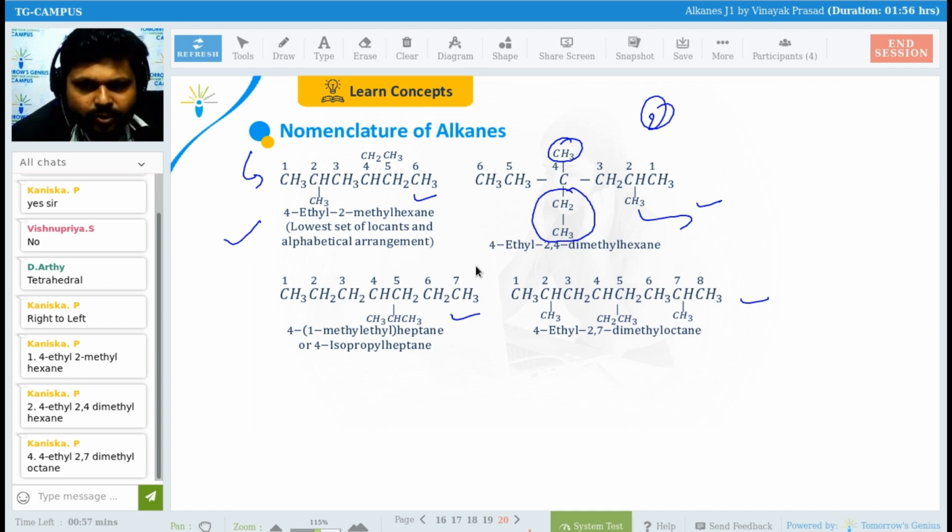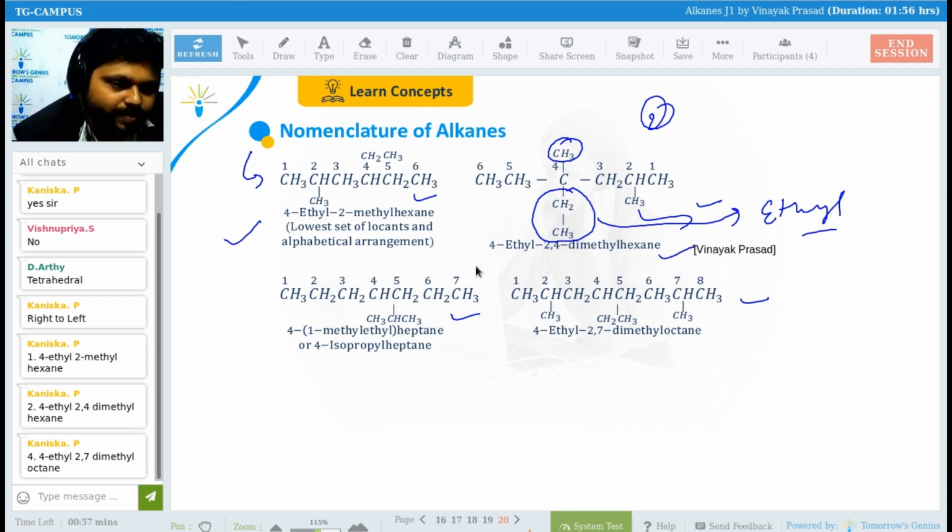So can we say 2 methyl and 4 methyl? At two positions there are methyl groups. And because this group is ethyl, it is 4 ethyl and 2,4 dimethyl hexane. Yes or no? The right answers are coming from your side as well. 4 ethyl, 2,4 dimethyl hexane. Yes, good answer.